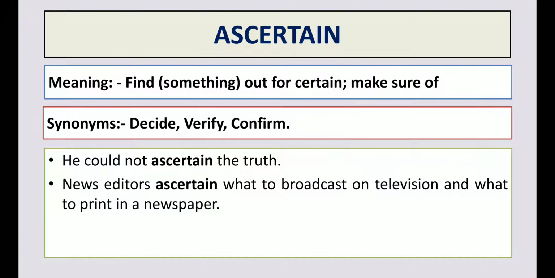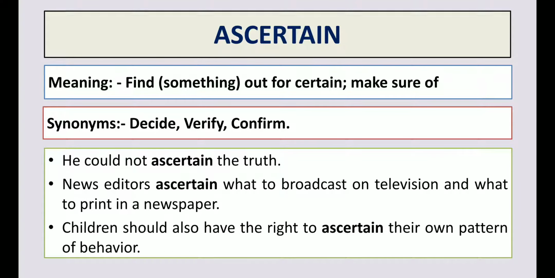The second example is: news editors ascertain what to broadcast on television and what to print in newspapers. The next example is: children should also have the right to ascertain their own patterns of behavior.